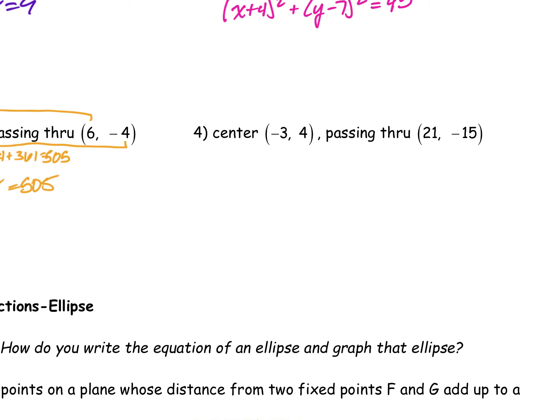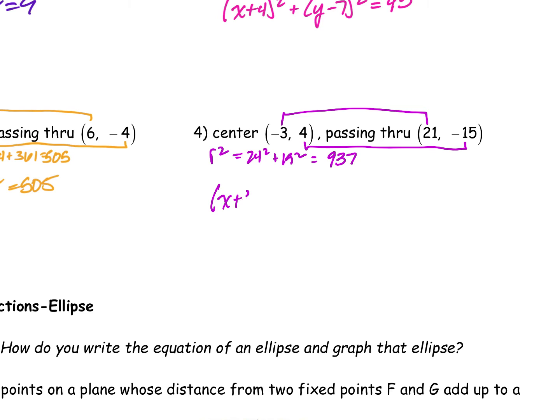Oh, another big one. Okay, so r squared is going to equal, let's see, my difference in my x's is 24. And my difference in my y's is still 19. And that's going to equal 24 squared plus 19 squared, which is 937. So (x + 3)² + (y - 4)² = 937. Okay, so there you go.